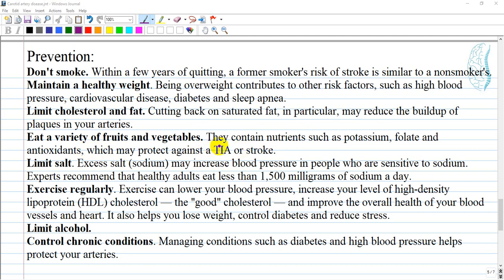Vegetables and fruits contain nutrients such as potassium, folate, and antioxidants, which may protect against transient ischemic attack or stroke. Excess salt may increase your blood pressure. By exercising regularly, you can lower your blood pressure and increase your level of high-density lipoprotein, or HDL cholesterol, which is called good cholesterol, and improves the overall health of your blood vessels and heart. Also limit alcohol and control chronic conditions like high blood pressure and diabetes.